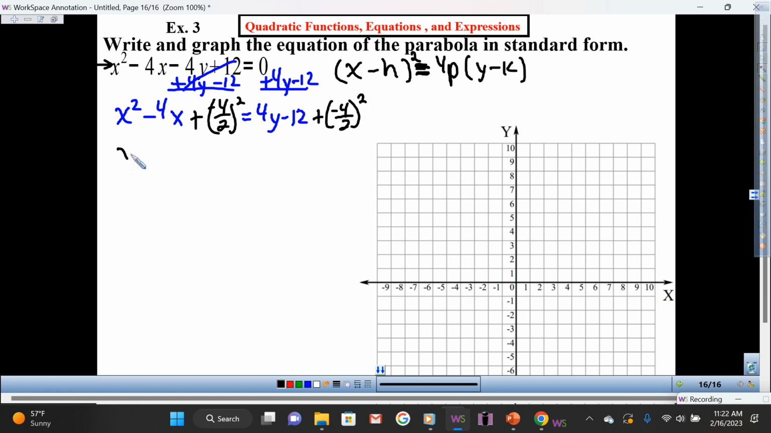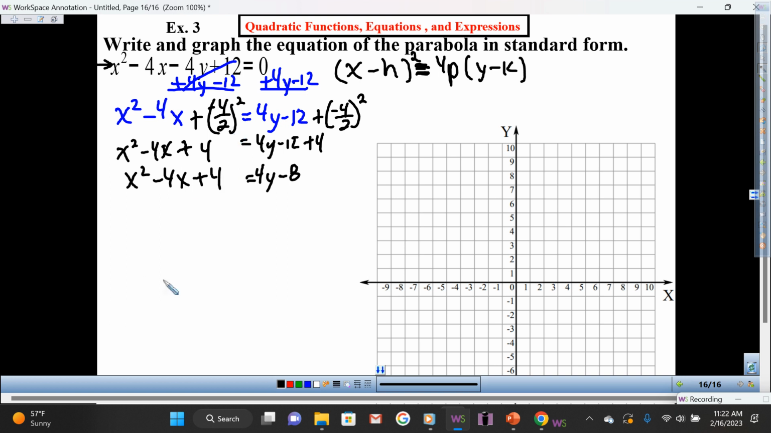So we rewrite it: x squared minus 4x plus 4 equals 4y minus 12 plus 4. Can I simplify the right side a little bit more? Yes. 4y minus 8 equals x squared minus 4x plus 4. So you guys are completing the square. Okay, well, let's continue completing the square.